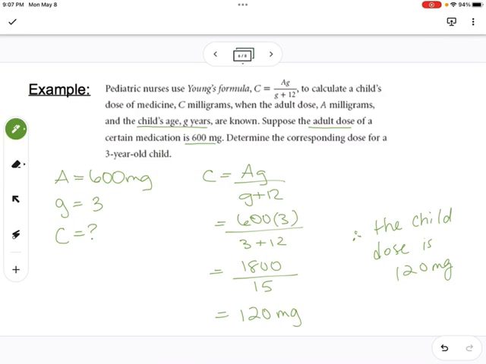Okay, so thinking about that, we've answered the question because it's asking to find the child's dose. And thinking about the answer we got of 120 milligrams, it should be less than what an adult takes of the medicine, and the adult dose is 600. So because that is a smaller number, this answer makes sense.